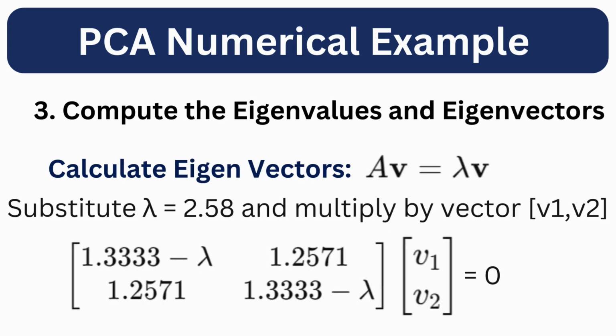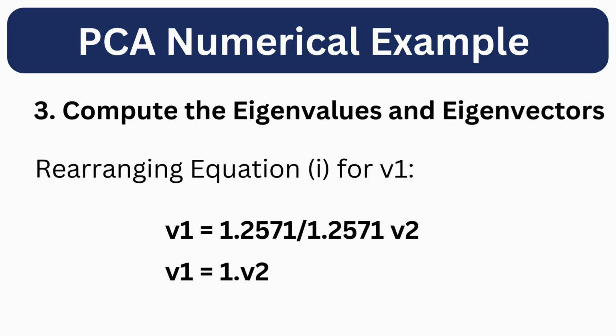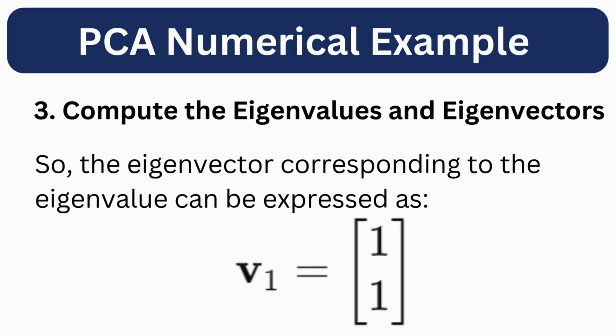Now it's time to calculate the eigenvectors using the equation AV equals lambda V and then rearranging it. Here V is a vector V1, V2. We will substitute the first lambda value into this equation. After simplifying it, we will get these two equations. Rearranging equation 1 for V1, we will get this result: V1 equals 1 times V2. So the eigenvector corresponding to the eigenvalue can be represented as 1, 1.